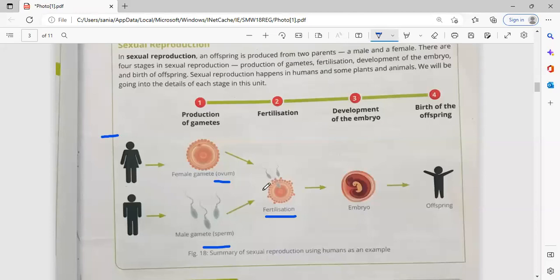It's not the actual egg, the hen's egg, no. This ovum is inside the female, so this is known as the egg, or you can say ovum.